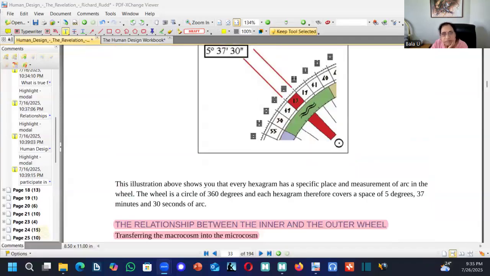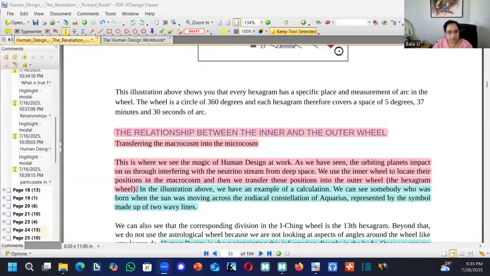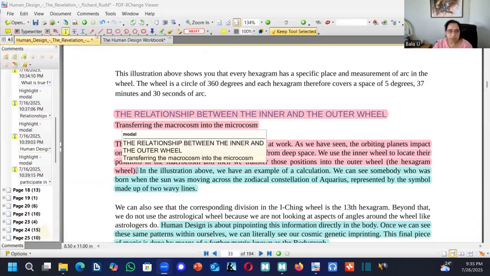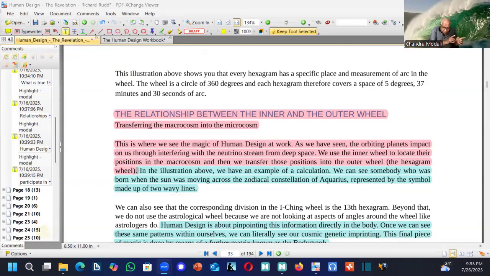This illustration above shows you that every hexagram has a specific place and measurement of the arc in the wheel. The wheel is a circle of 360 degrees, and each hexagram therefore covers a space of 5 degrees, 37 minutes, and 30 seconds of arc. The relationship between the inner and the outer wheel, transferring the macrocosm into the microcosm. So now the macrocosm is getting transformed and influencing the microcosm.